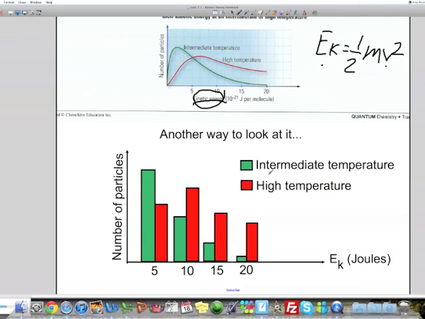Now, if we were to heat up this group of particles, you can see that this here is increasing versus what we had before. So we have more particles that have 10 kilojoules than before. We have more particles that have 15 kilojoules than before, more particles that have 20 kilojoules than before.